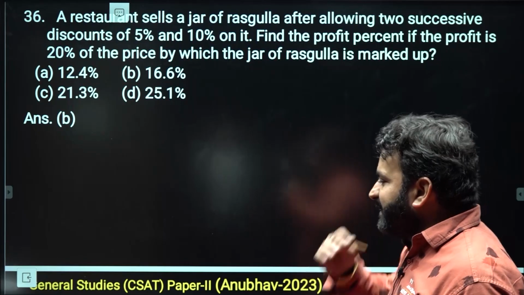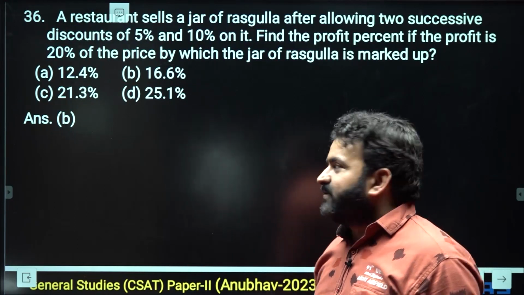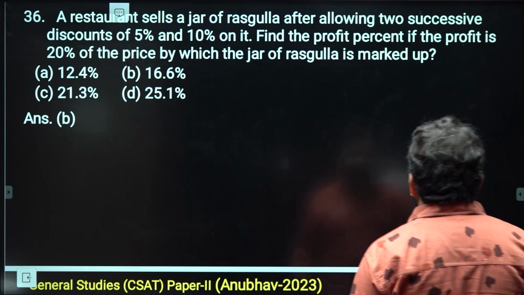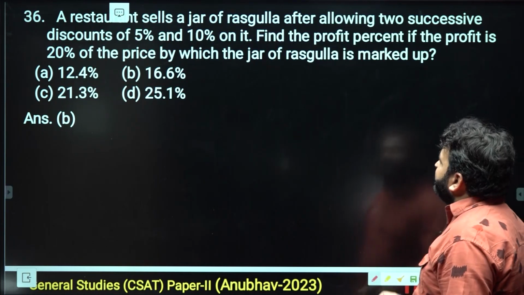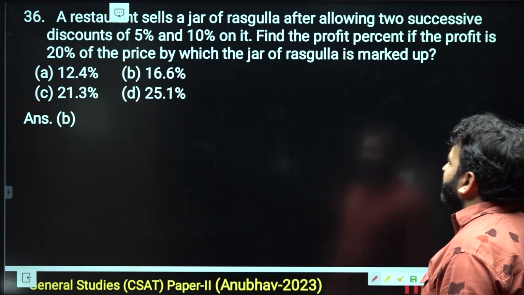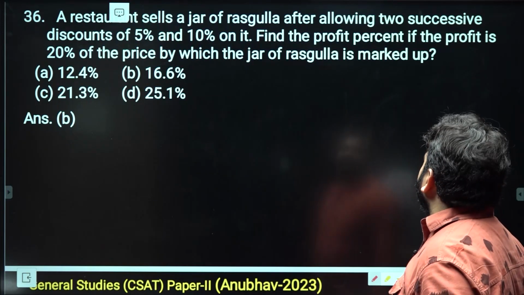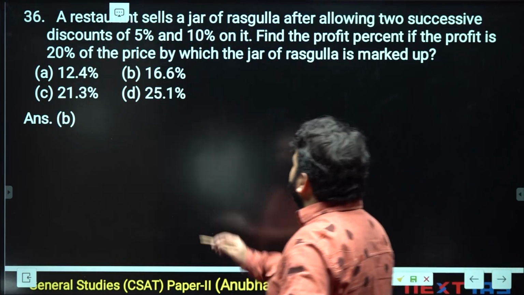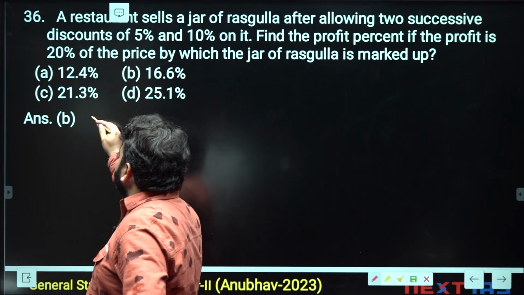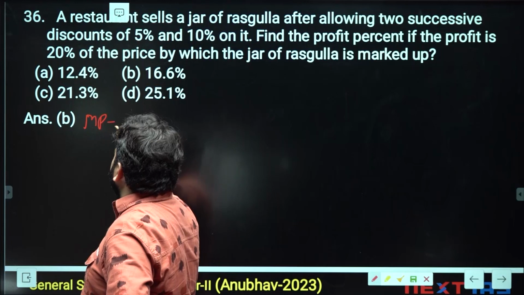Question number 36 is a little tricky question, so you have to really understand what the question means here. Given a restaurant sells a jar of rasgulla after allowing two successive discounts of 5% and 10% on it, find the profit percent if the profit is 20% of the price by which the jar of rasgulla is marked up. So here, suppose the marked price is x, because discount is always given with respect to marked price.